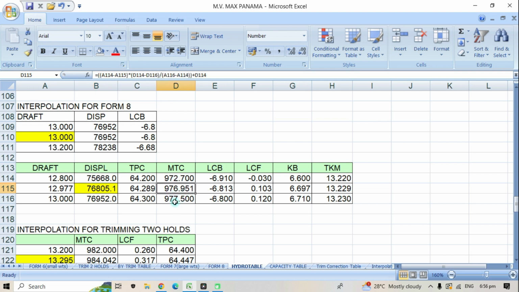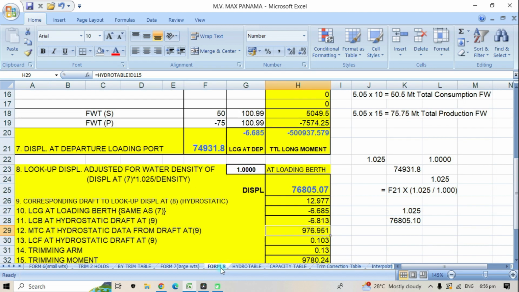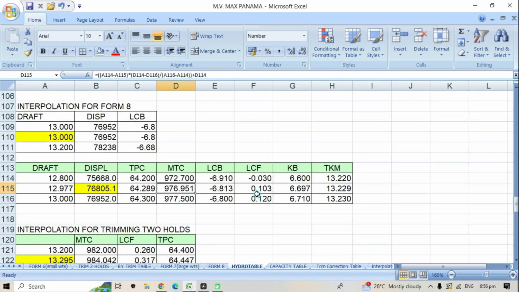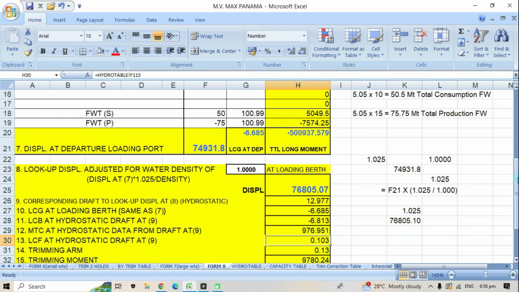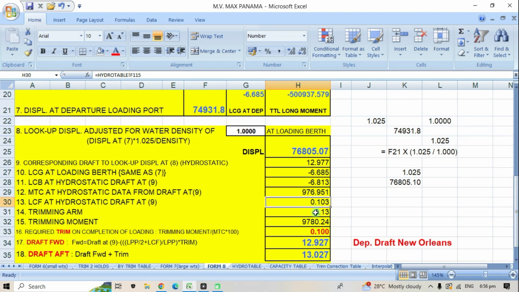And the MTC, okay, what is MTC? MTC is 976951, okay? And his LCF is 0.103, okay? And so that's it guys, only up to this one. Trimming arm is H27, what will be H27 will be this one, and 28, subtract this one, you will have 0.13.